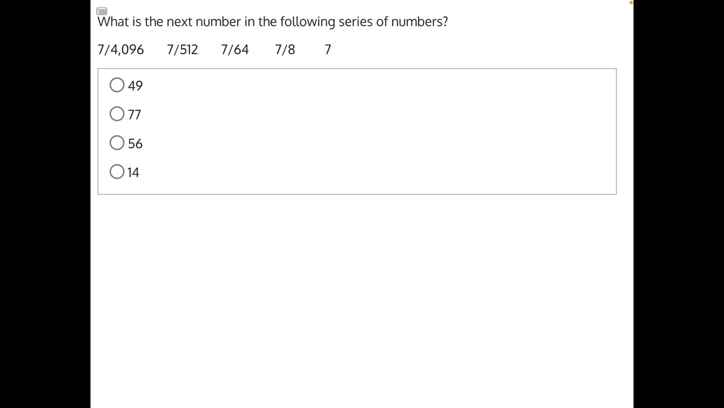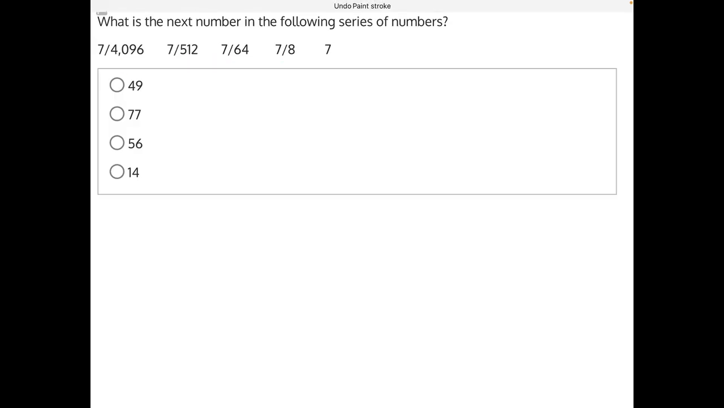To solve this question, normally we would find the difference between each pair of numbers. However, all of these fractions have different denominators, and it's going to take too much time for us to try to find common denominators. And the differences between these denominators are great enough that I think we may actually have a geometric pattern going on here.